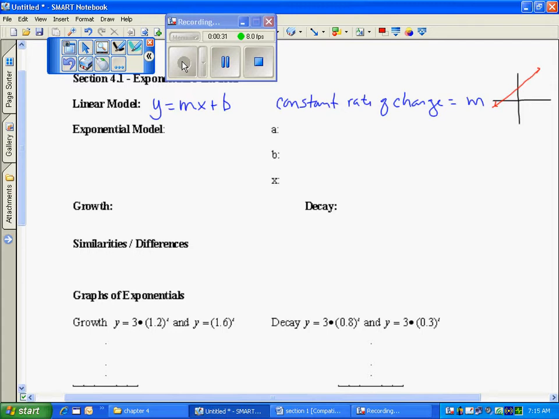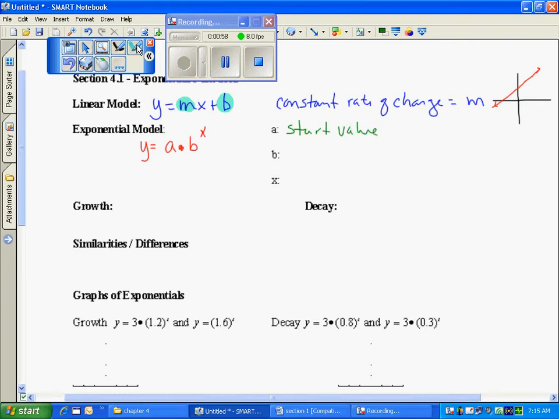Now, an exponential model is a little bit different. It has the formula y equals a times b to the x. And I shouldn't really call it a formula. It's actually a model. That's how we'll look at it mathematically. And we need to define, just as we've defined up here, m as being my rate of change and b as being my y-intercept, we define below here a as my start value.